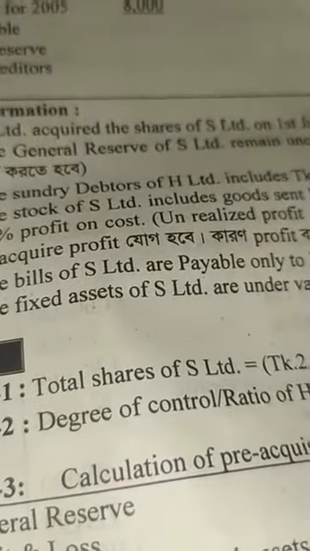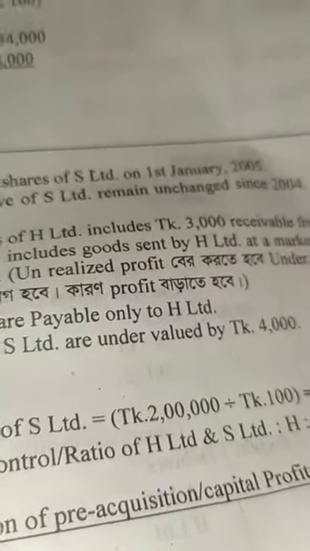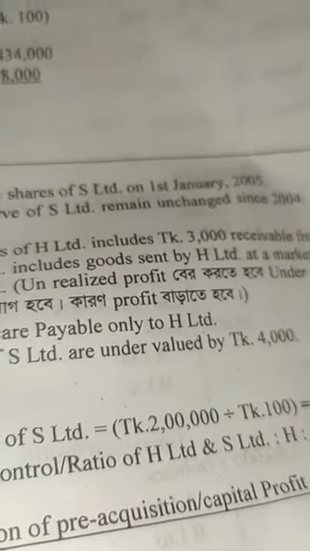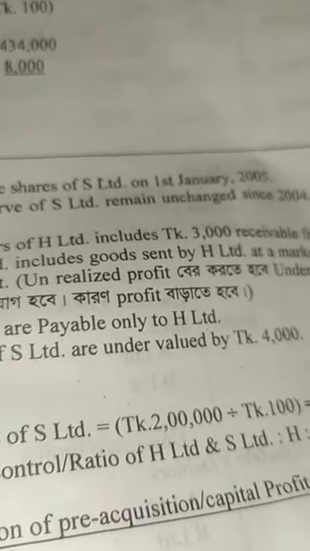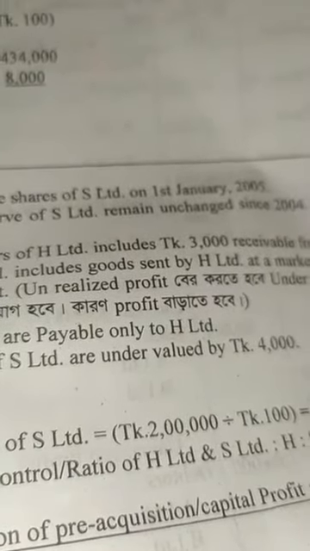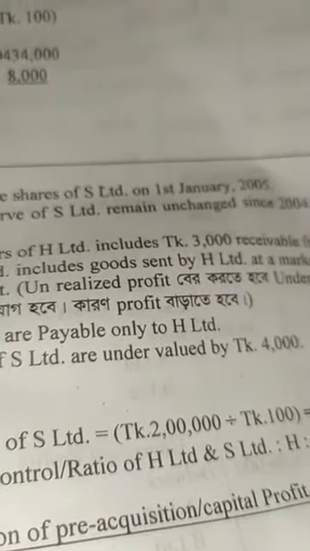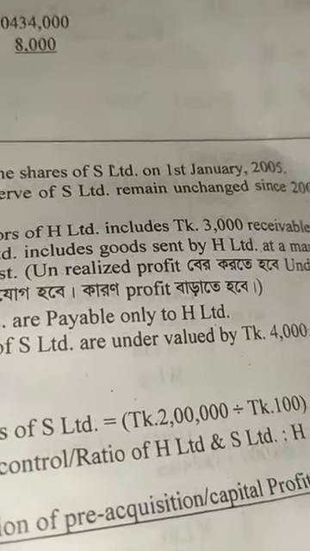The fixed assets of S Limited are undervalued by 4,000 Taka. As the asset is undervalued, 4,000 Taka will be added to the capital profit or last year profit of S Limited. Dear students, I have discussed the sum, the questions properly.